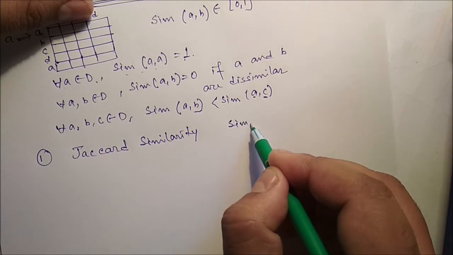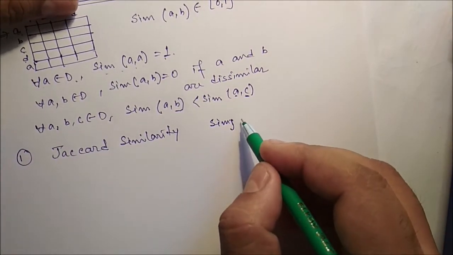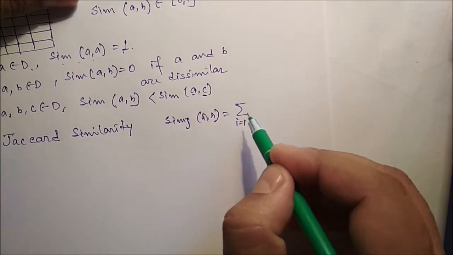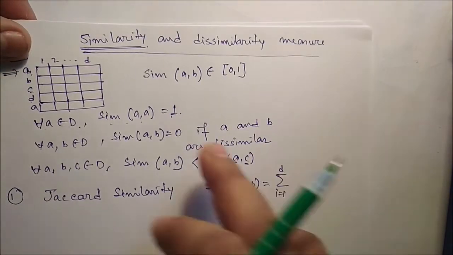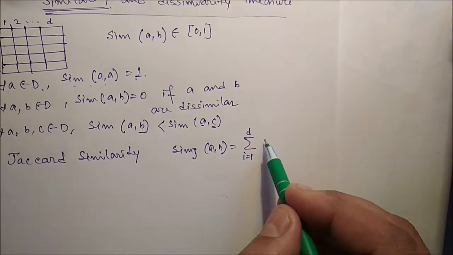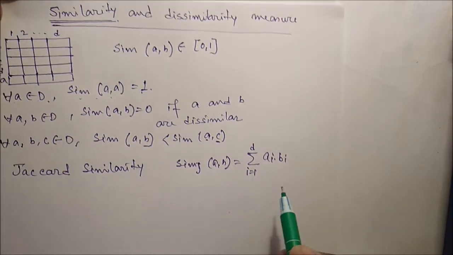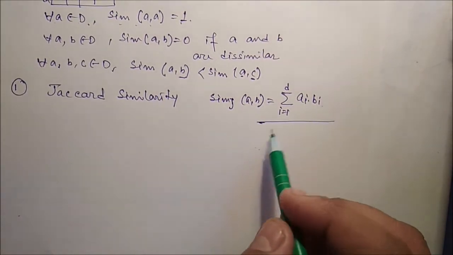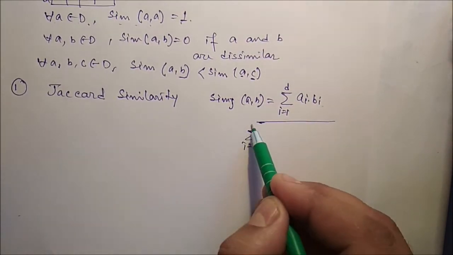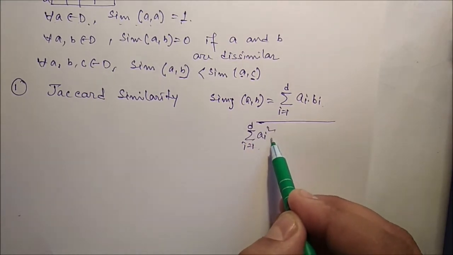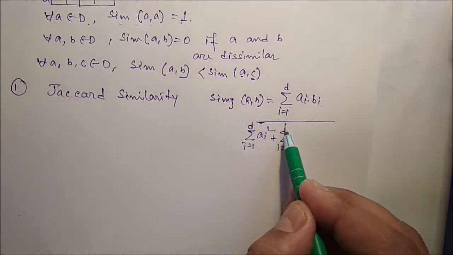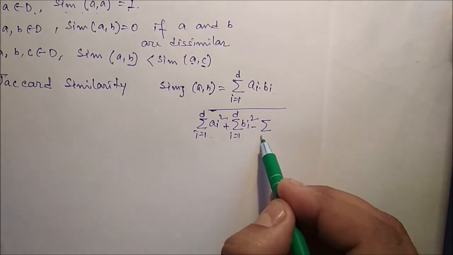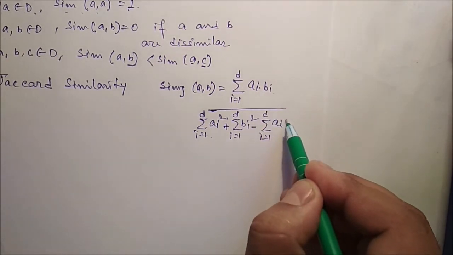So similarity Jaccard, capital J, between A and B. The formula is very simple. The formula is summation of i equals 1 to D, where D is the dimension, of AiBi, where A and B are two data, divided by summation of i equals 1 to D Ai square plus summation of 1 to D Bi square minus summation of 1 to D AiBi.